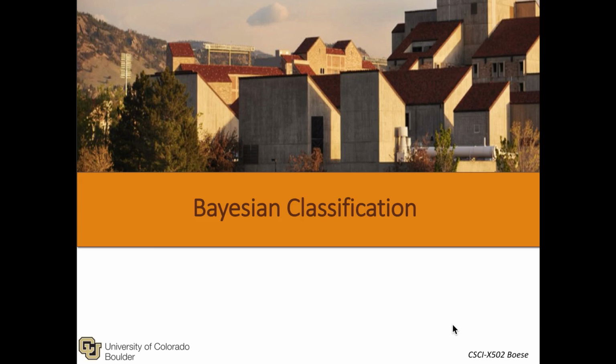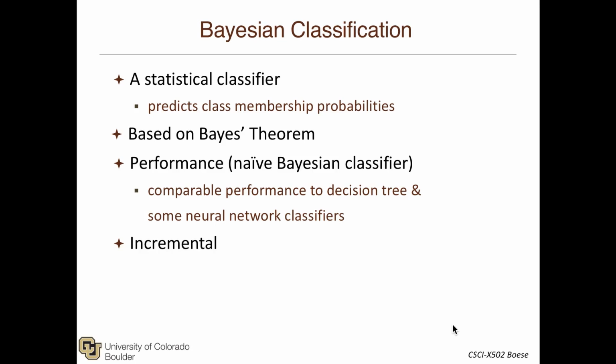Bayesian classification. So with Bayesian classification, this is a statistical classifier. So based on statistics, the probabilities of an object belonging to one class versus another. And so it's based on Bayes' theorem.